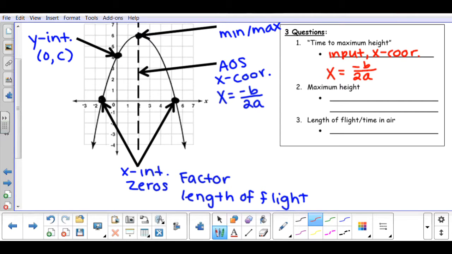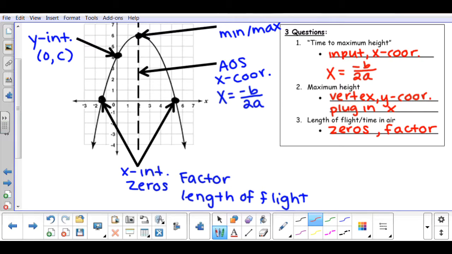The second question can come from our maximum height. So this is going to be the vertex itself, and it is our y-coordinate. And once we found the x, we're just going to plug that in to find the y. Then the last question is length of flight, or time in air. So this would be your zeros, so we are going to have to factor to find those 2 answers.